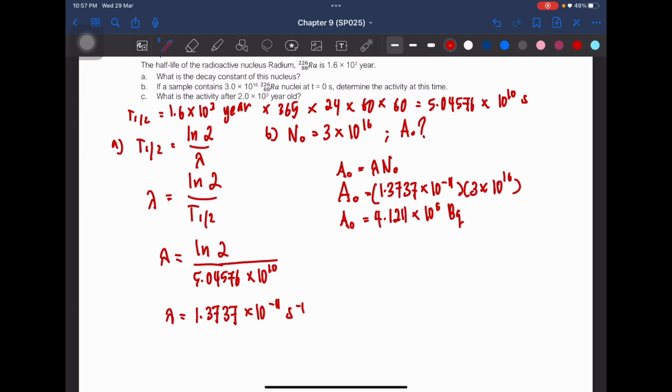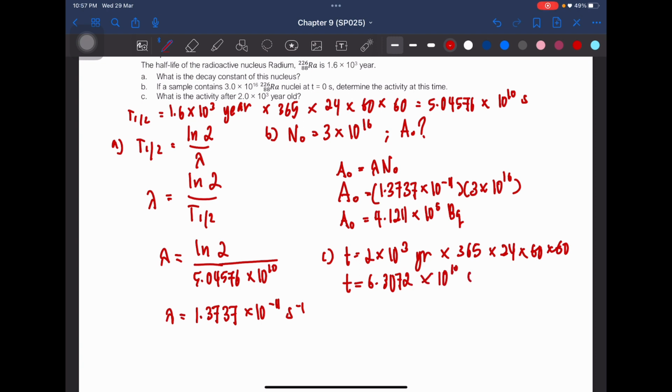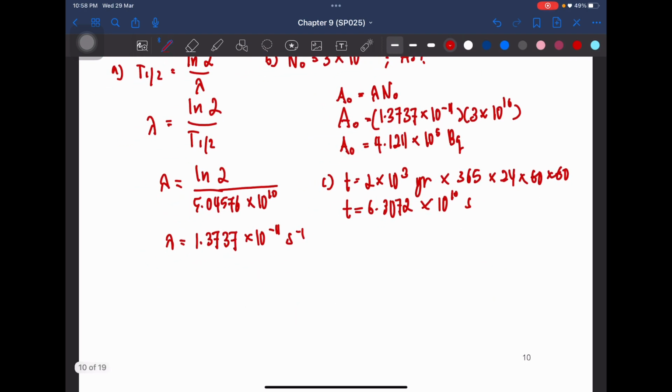So what is the activity after 2 times 10 to the power of 3 years? We need to convert the time again because our decay constant is in seconds, so everything needs to be in seconds. So T is equal to 6.3072 times 10 to the power of 10 seconds. So if you are confused, 1 year is equal to 365 days, 1 day is equal to 24 hours, 1 hour is equal to 60 minutes, 1 minute is equal to 60 seconds. So we need to convert into seconds. Maybe someone is confused but too shy to ask later.